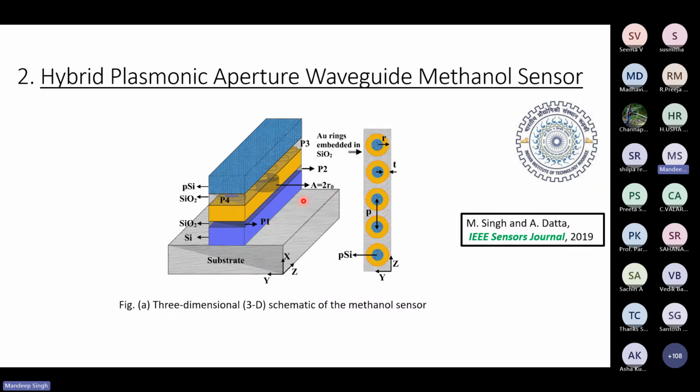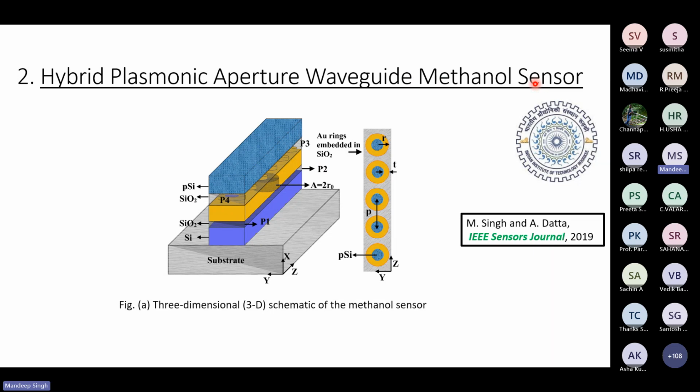So that is basically based upon an aperture, because I have discussed in the talk that there is a sub-wavelength aperture and we can say there is extraordinary transmission through the aperture. Using such an aperture-based design, we have also reported in the IEEE Sensors Journal in 2019. So first let's focus on the design, and then we will see its application for methanol sensing. So you can see this structure.